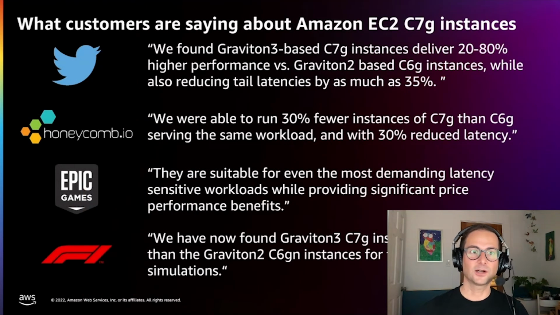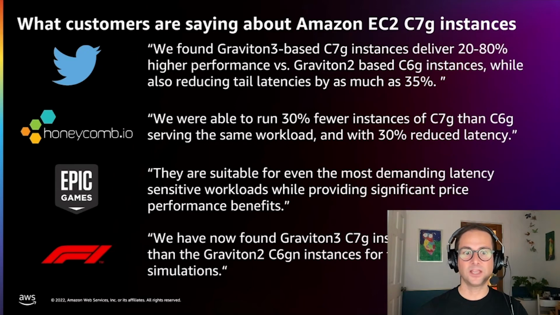Now let's see a couple of pieces of feedback from customers on the Graviton3 processor. Twitter has been testing the Graviton3 based instances, and they have seen that they deliver 20 to 80% better performance compared to Graviton2 for their workloads. Honeycomb.io, a company building an observability framework, was able to run 30% fewer instances with C7g compared to C6g, a Graviton2 based instance, to serve the same workload with 30% reduced latency.